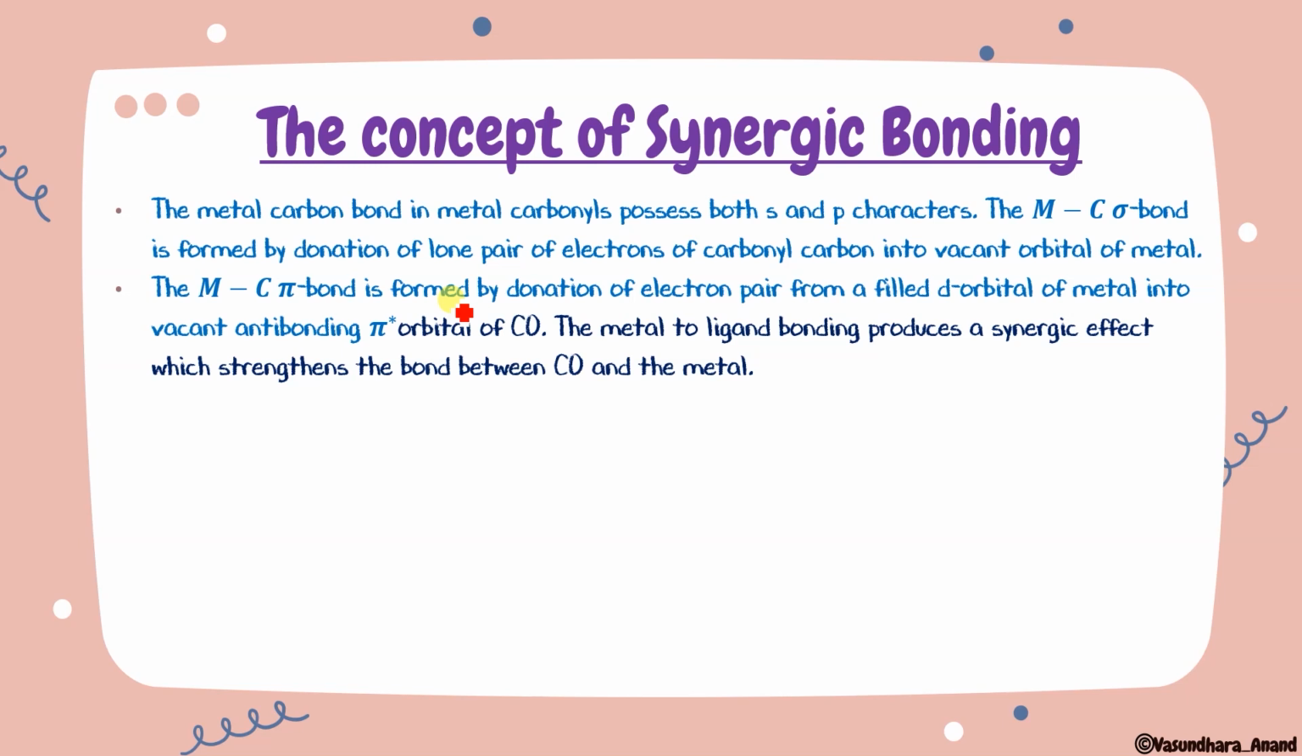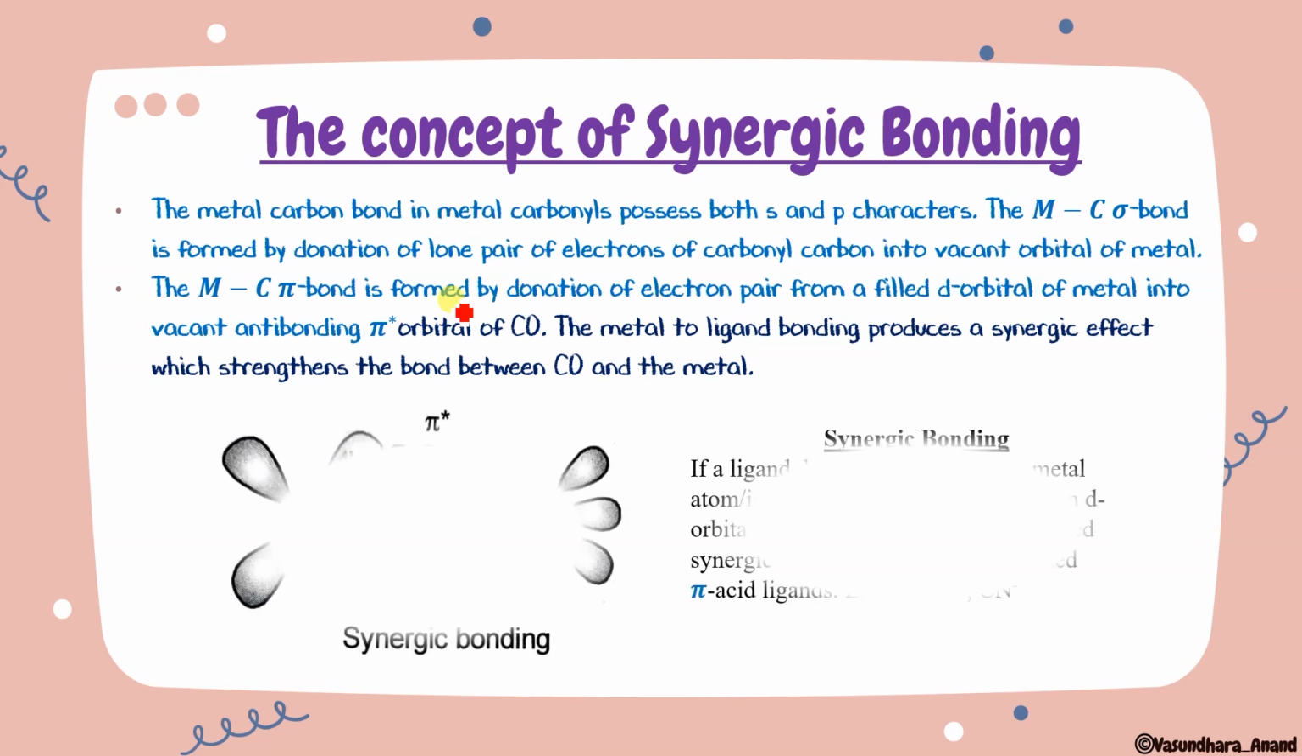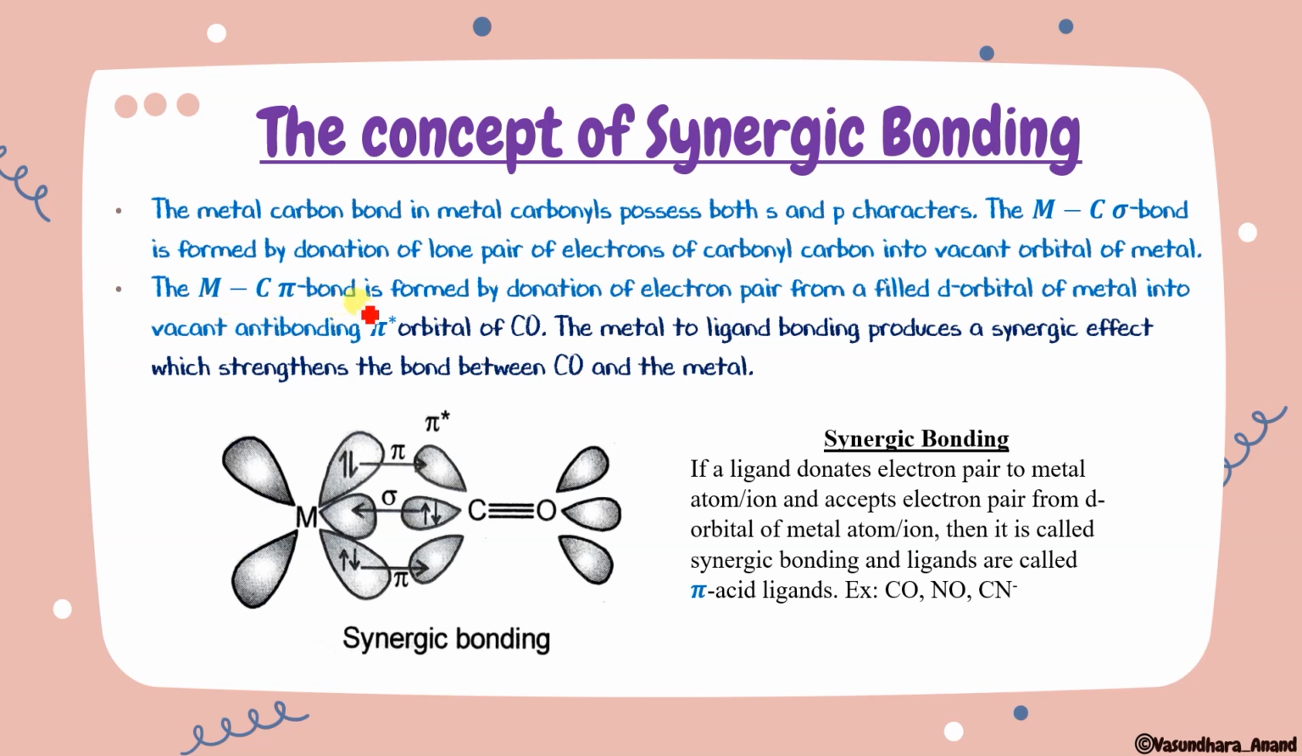Okay, let's see next. The metal-carbon pi bond is formed by donation of an electron pair from the filled d orbital of the metal, so this electron is donated towards the anti-bonding pi orbital of carbon monoxide. That is called the synergic bond. This one is a sigma bond, it won't be a synergic bond. This pi bond and this pi bond will be considered as synergic bonds.